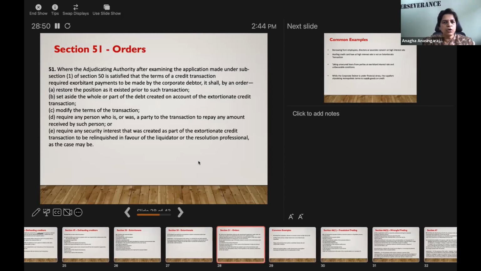What are the orders which can be obtained under section 51? So where the NCLT, after examining the application, is satisfied that the terms of the credit transaction required exorbitant payments to be made by the CD, it shall by an order restore the position as it existed prior to the transaction, set aside the whole or part of the debt created on account of the extortionate credit transaction, modify the terms of the transaction, require any person who is or was a party to the transaction to repay that amount, or require any security interest that was created as a part of that credit transaction to be relinquished in favor of the liquidator or of the RP.